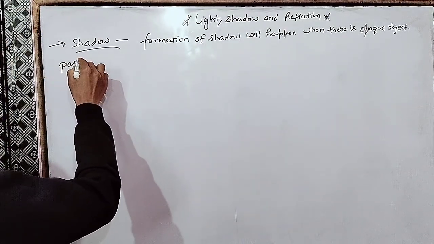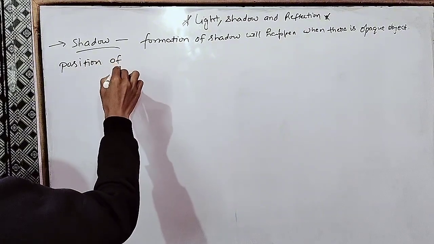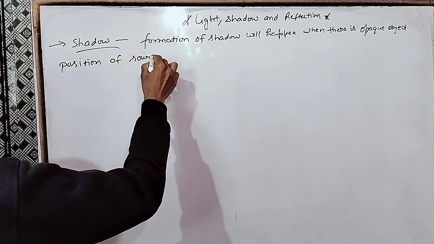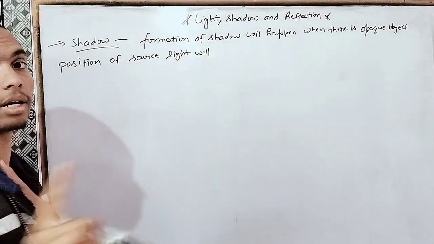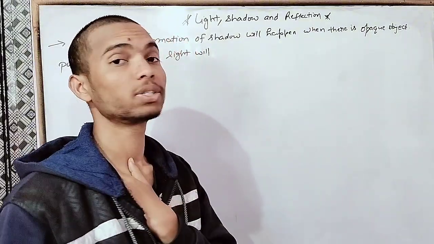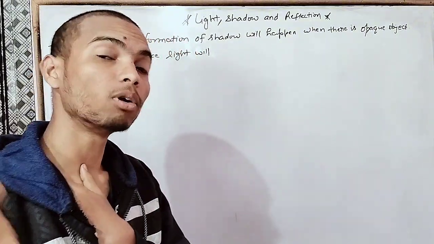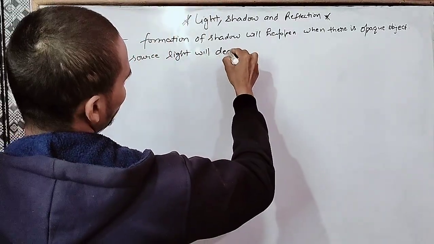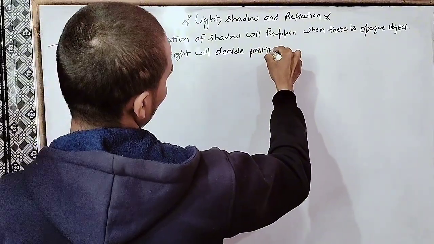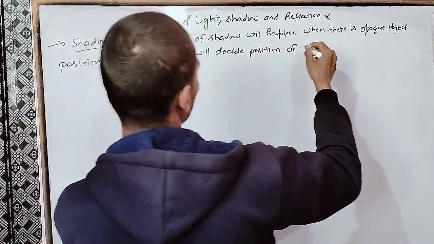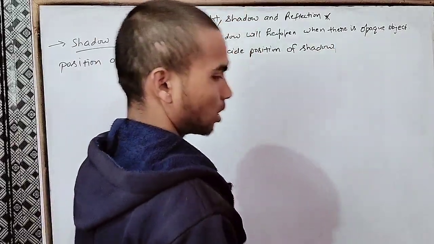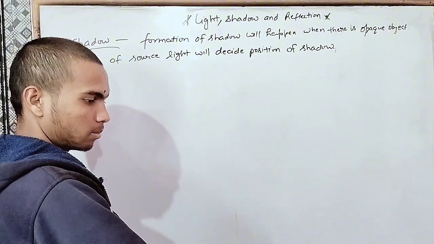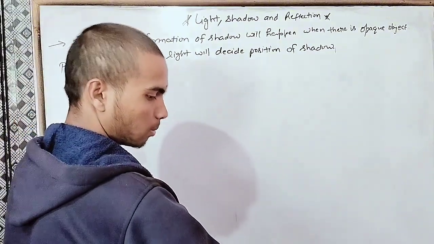So can we say the position of the source light will decide the position of a shadow? Who will decide? The position of the source light. It is a compulsory rule.